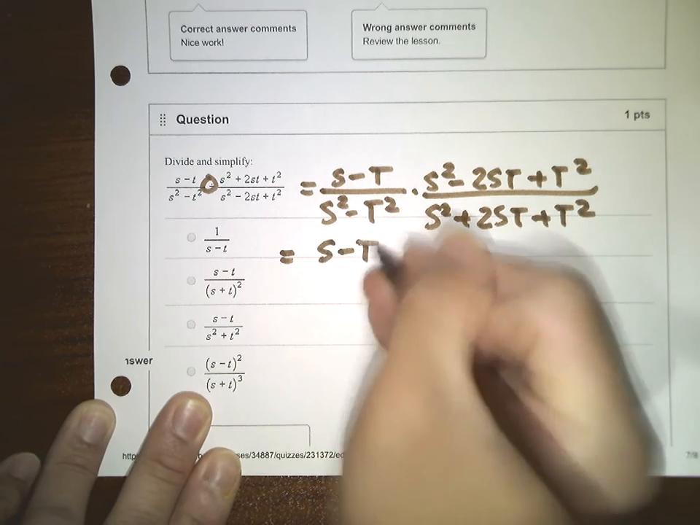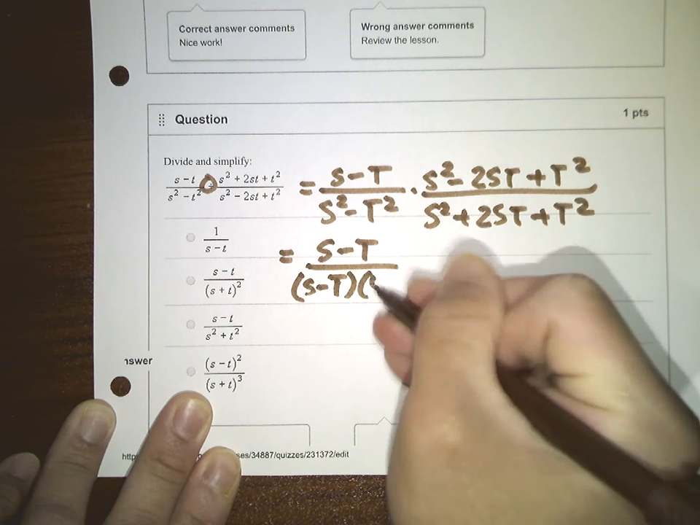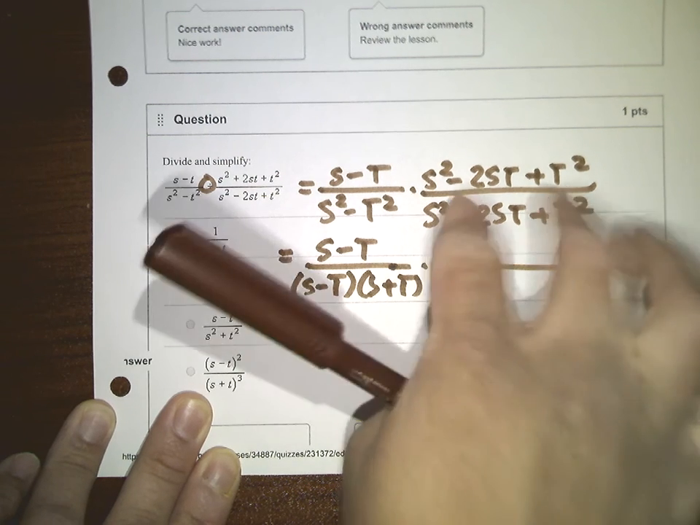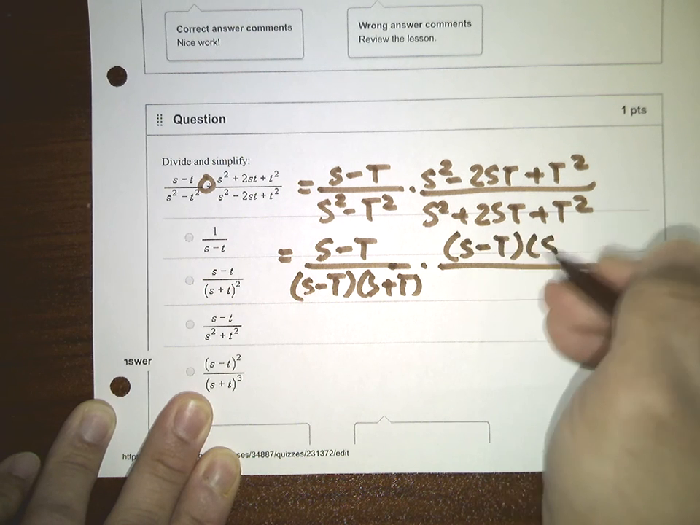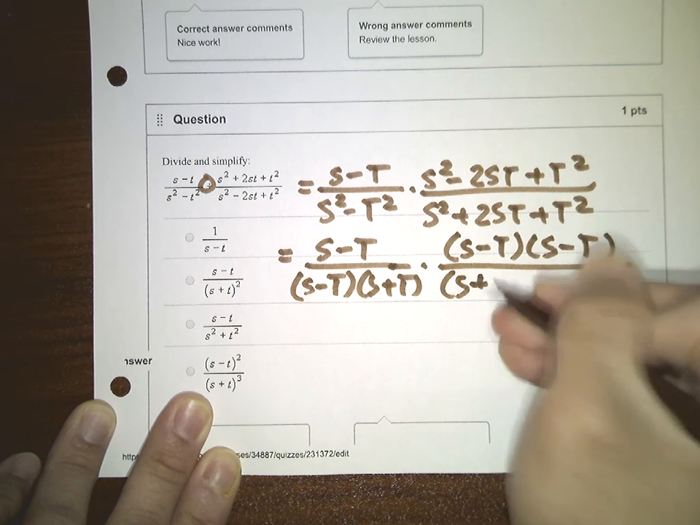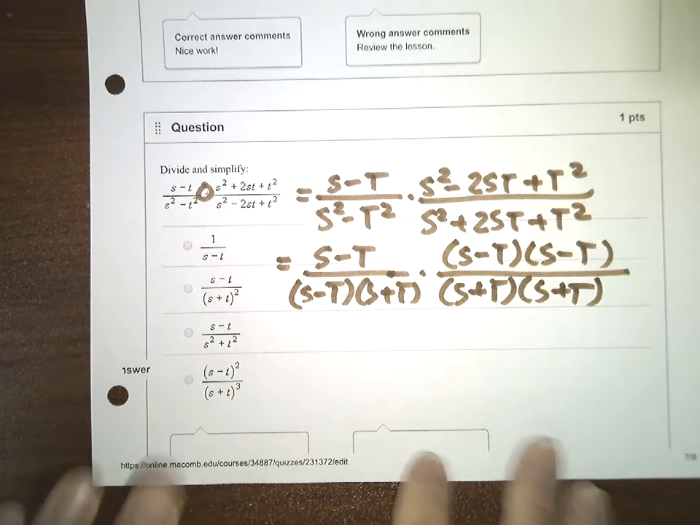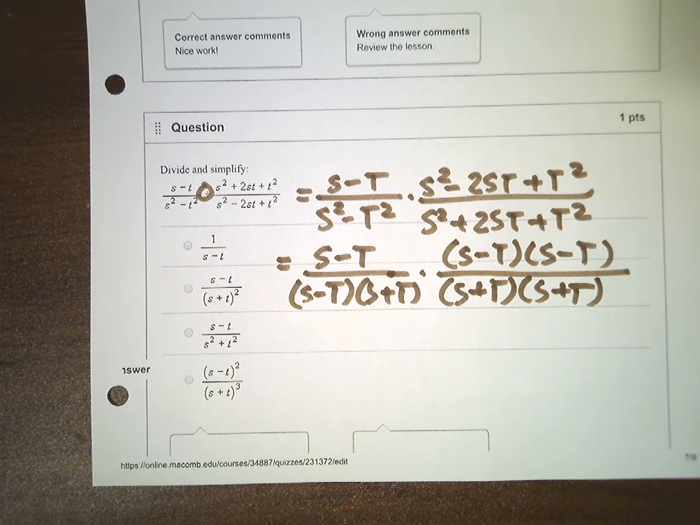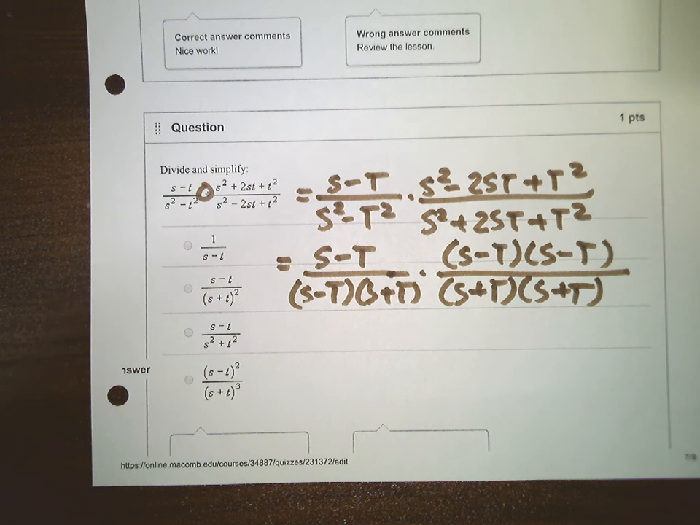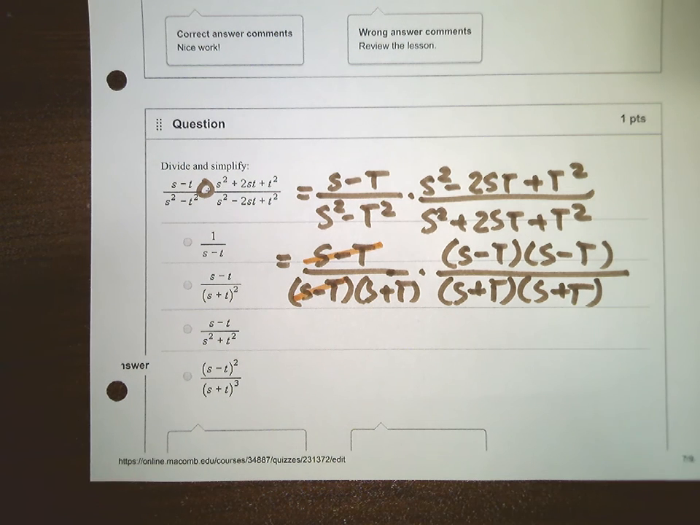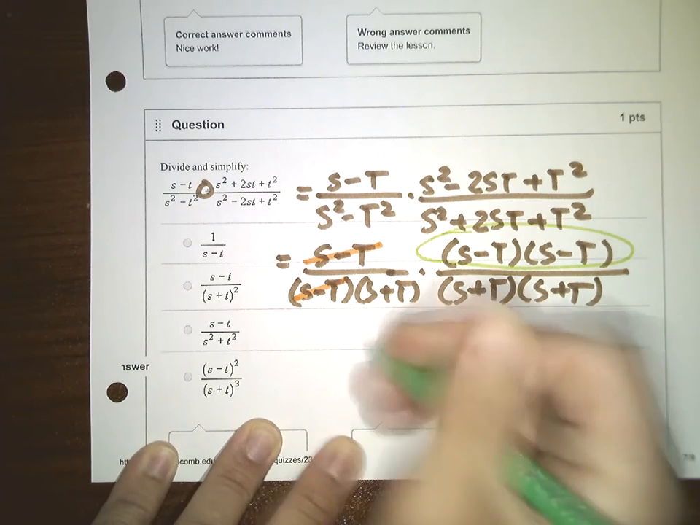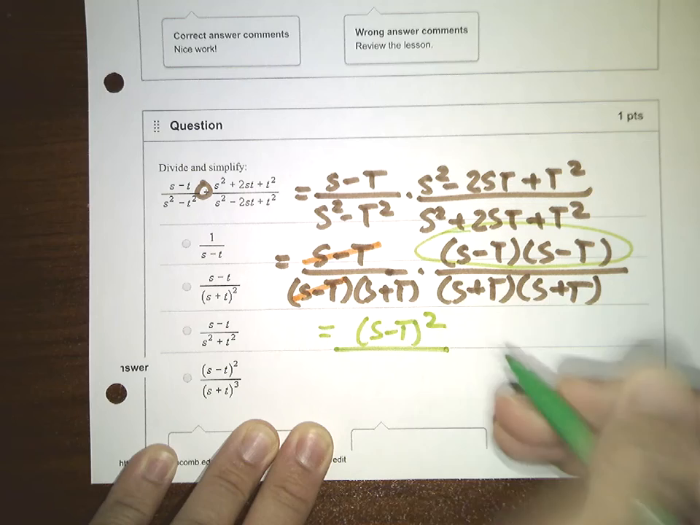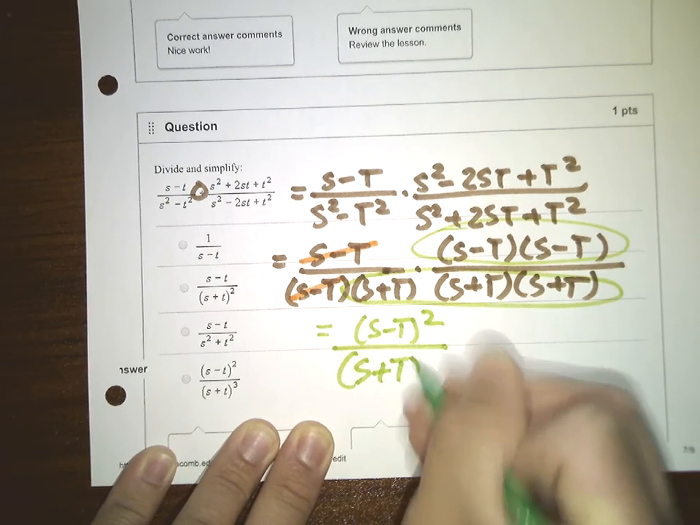So let's factor here. So we have s minus t over s minus t, s plus t, then times, all right, let's factor this numerator here. So we have s minus t, s minus t, and factor the denominator, s plus t, s plus t. And now we will divide out the common factors. So we can divide out one of the s minus t's, and then that looks to be it here. So we have in the numerator s minus t to the second power left, and then the denominator s plus t to the third power.